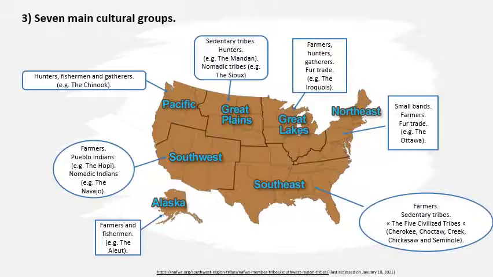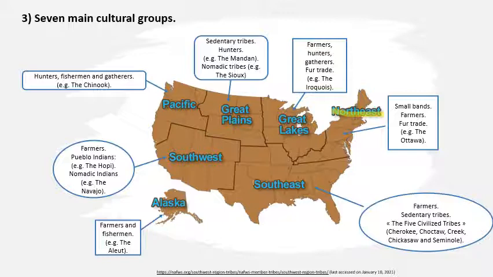As I said, each group developed its own culture and customs. Now, to keep differences simple, 7 main groups can be distinguished. I'll start with tribes of the Northeast. Northeastern tribes, where most Indians lived in small bands and were farmers, also relying on hunting and fishing. In the 18th and 19th centuries, they grew dependent on the fur trade with Europeans. And to give you one example of these tribes, I'll mention the Ottawa.